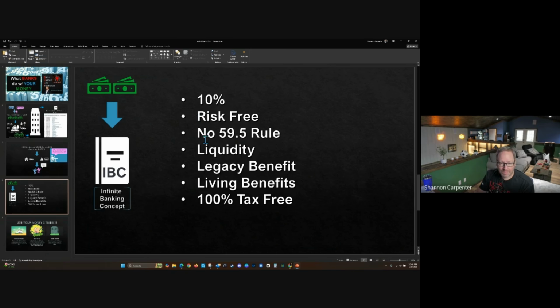So no risk. There's no 59.5 rule. We talked about that, right? You can touch money anytime. You don't have to be 59.5 to touch your account. Liquidity. It's so easy to touch money. People are like, so you take out a loan, how do you qualify? I'm like, no. The button doesn't say request a loan. It doesn't say apply for a loan. It says take a loan.